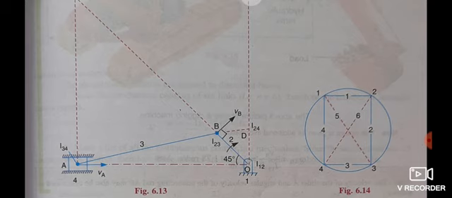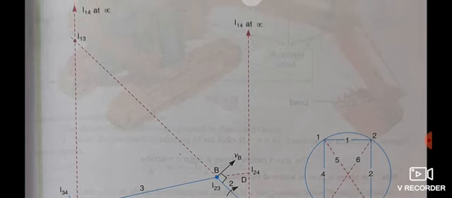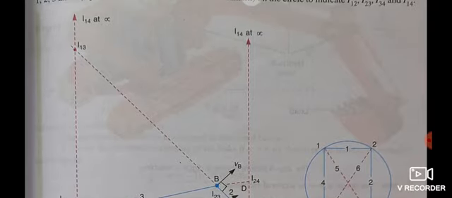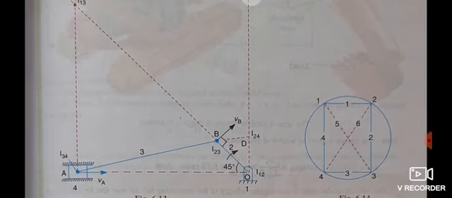If we extend AB, that will meet I12 and I14. Here we know that I14 will not meet, they are at infinity, and if we extend I12, this will meet I13 from a vertical line. They will meet.